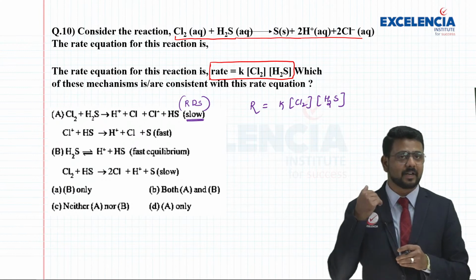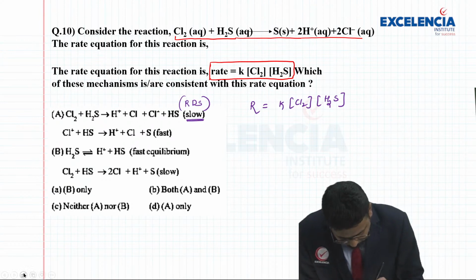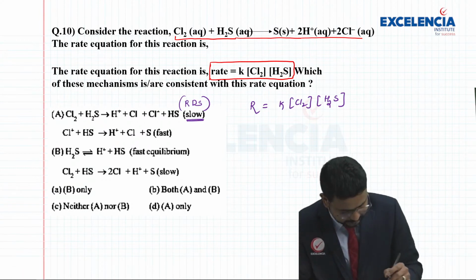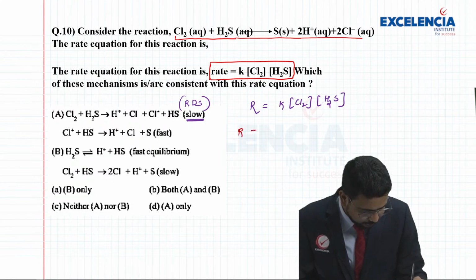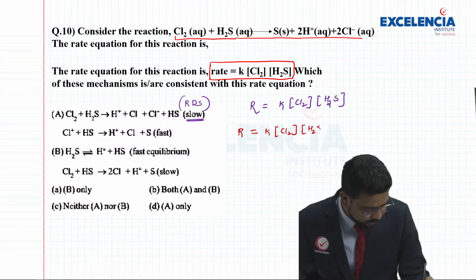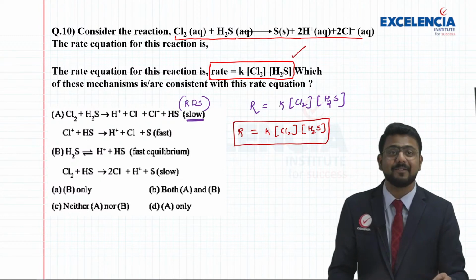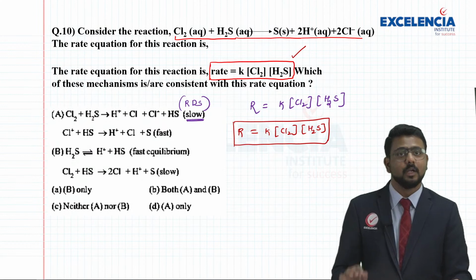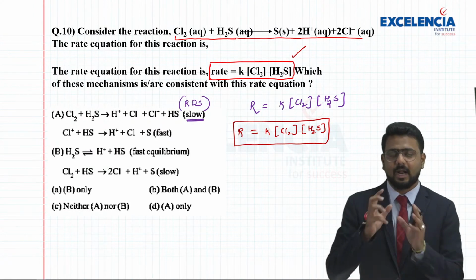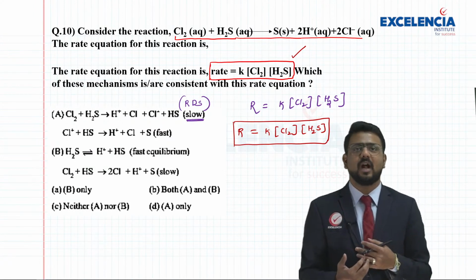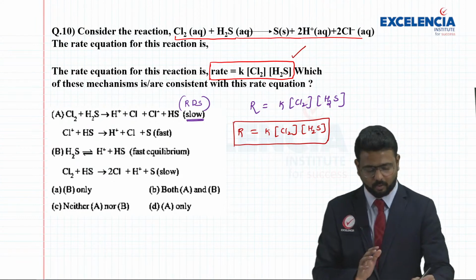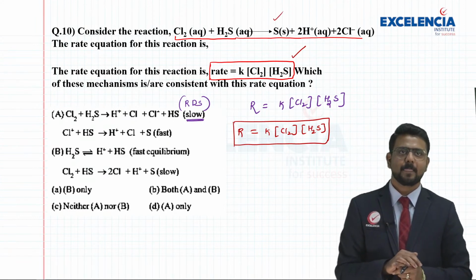So for this rate determining step, if I want to write the rate equation, can I say it is basically R, which is equal to K times concentration of Cl2 times concentration of H2S. I hope this is clear. Now don't you think it is in accordance with the rate equation which is given to us? So definitely option A, I mean this particular mechanism, could be regarded as a possible mechanism for this particular reaction, correct?